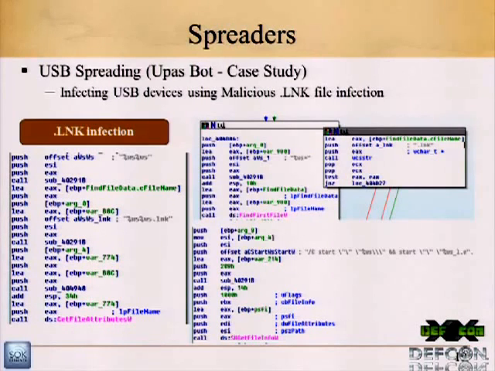So whenever the USB is inserted into another system, it checks for the autorun file as well as the malicious link file, and then it triggers the exe file on the system, which spreads the bot from system to system. This technique works pretty well, and it has been one of the core techniques of the UPass bot.